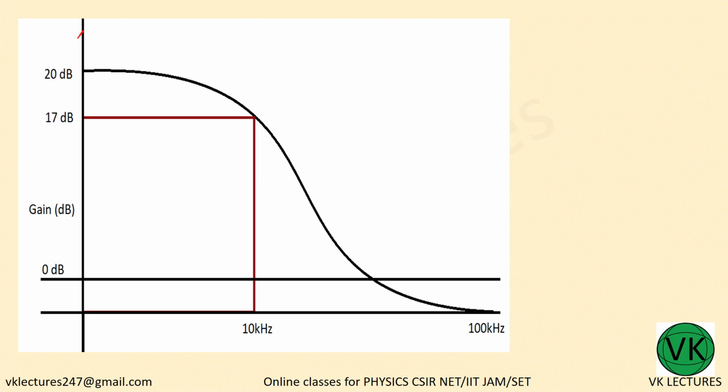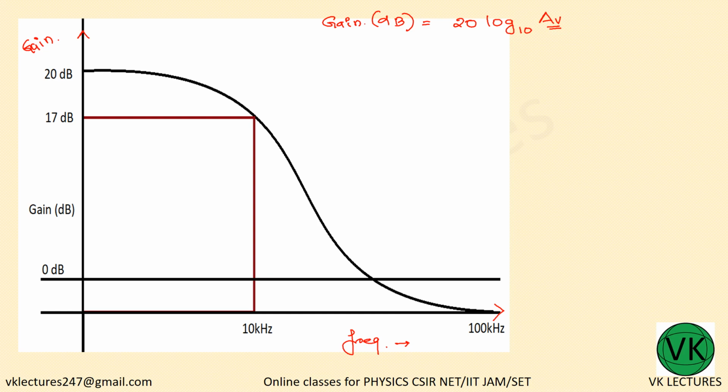Here you have the frequency response curve. On the x-axis you have the frequency, and on the y-axis you have the gain in decibel. Now how is gain in decibel given? Gain in decibel is given by 20 times log to the base 10 of AV. That means the general gain.